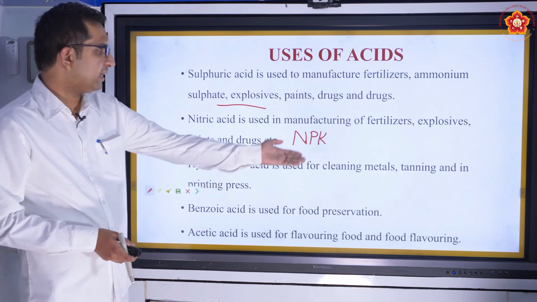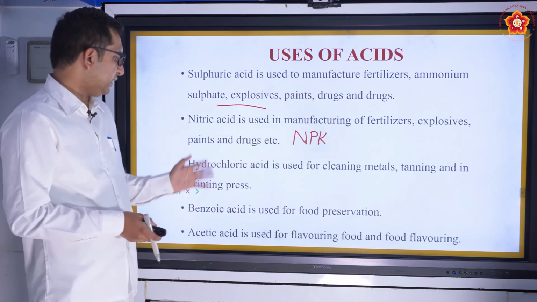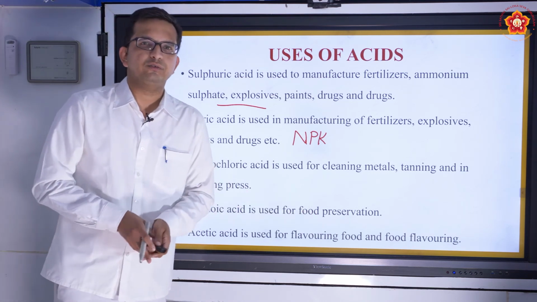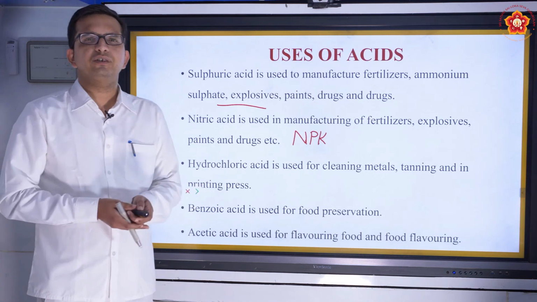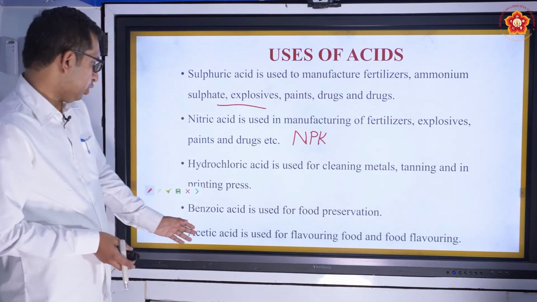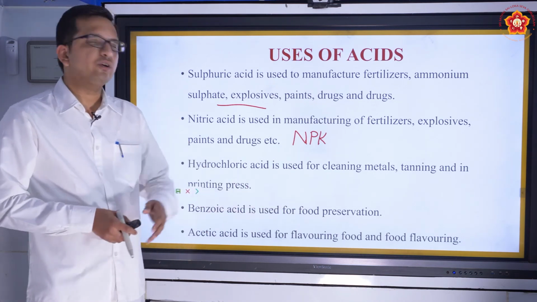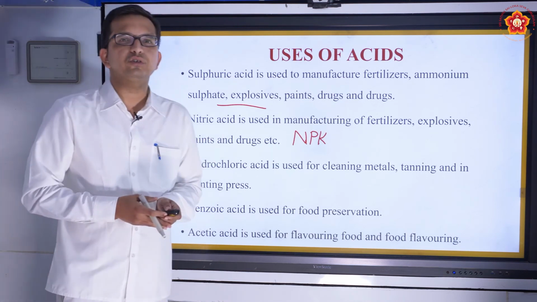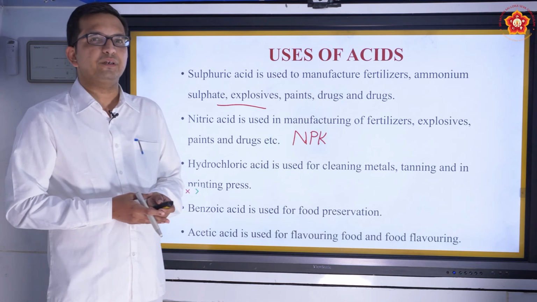You have hydrochloric acid for cleaning metals, tanning and in printing press. Benzoic acid is used in food preservatives. This we normally see in the preservation of pickles, and also acetic acid for flavoring food. So this is how we see various uses of these acids.